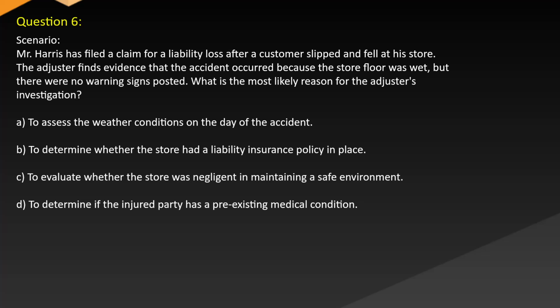Question 6. Scenario: Mr. Harris has filed a claim for a liability loss after a customer slipped and fell at his store. The adjuster finds evidence that the accident occurred because the store floor was wet, but there were no warning signs posted. What is the most likely reason for the adjuster's investigation? A. To assess the weather conditions on the day of the accident. B. To determine whether the store had a liability insurance policy in place. C. To evaluate whether the store was negligent in maintaining a safe environment. D. To determine if the injured party has a pre-existing medical condition.